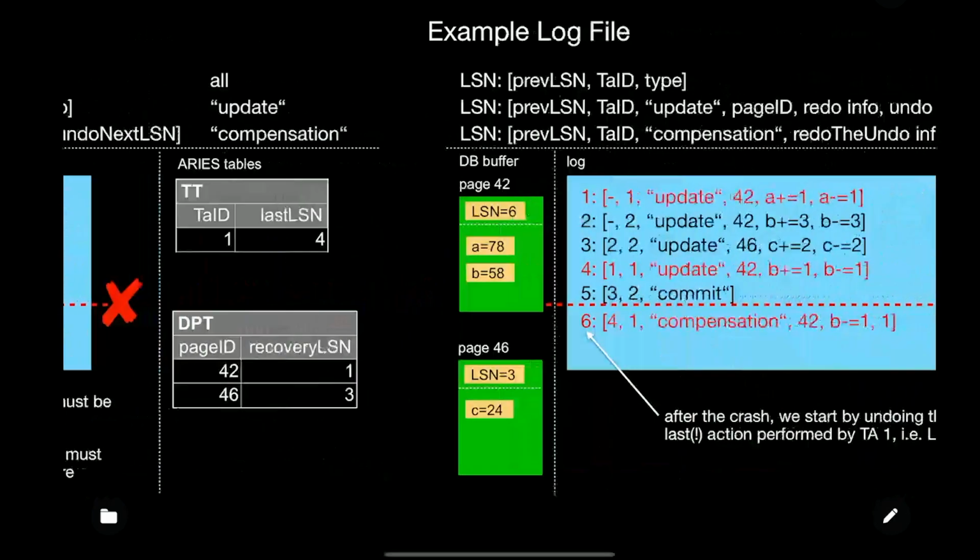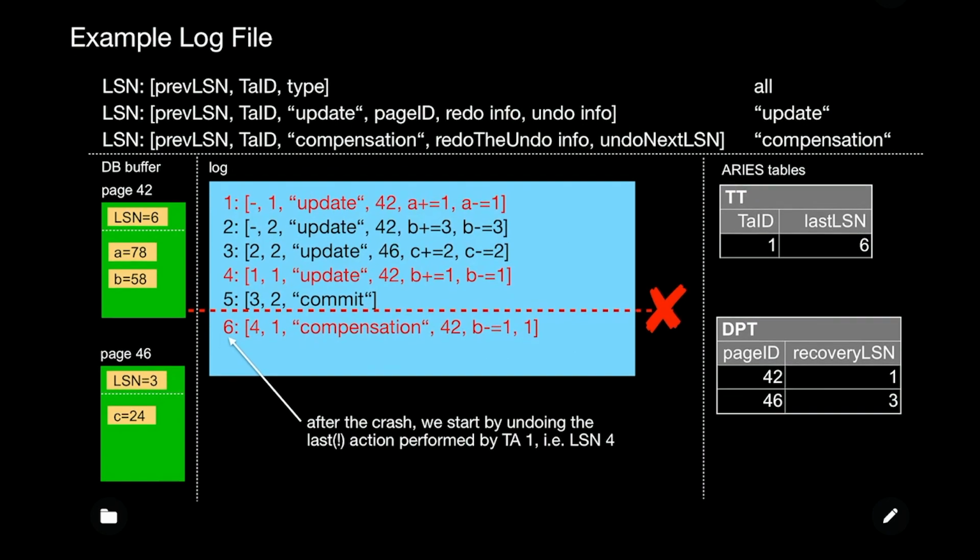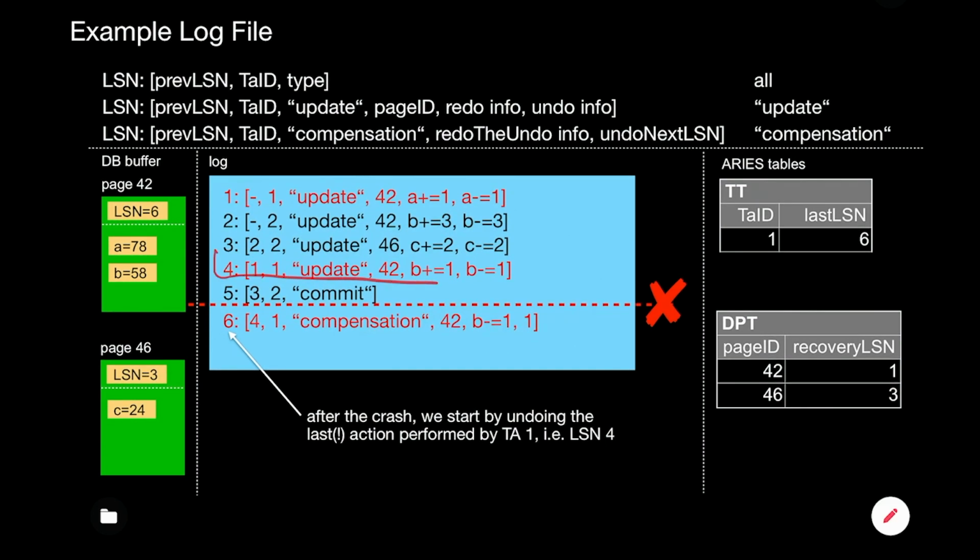So what do we do? After the crash, you start undoing the last action performed by transaction 1. So that is this one here, right? This here. That is the action you need to undo for that transaction. And you see, you had this redo information, you had the undo information. Now it's only the undo information. And why isn't there the standard redo information? Do you have an idea?